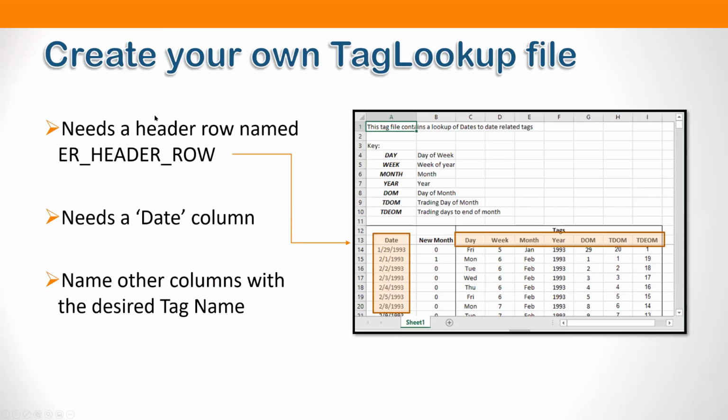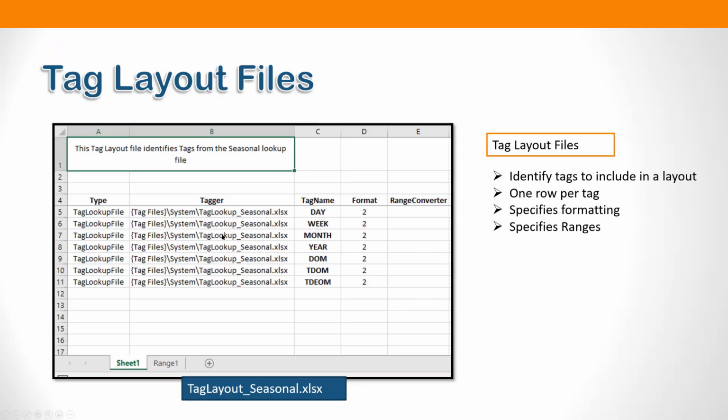Oh, and there's some information here about how to do that. Create your own tag lookup file. You basically need a header row named ER header row. You need a date column, and then you need one or more tags. And then there's tag layout files.